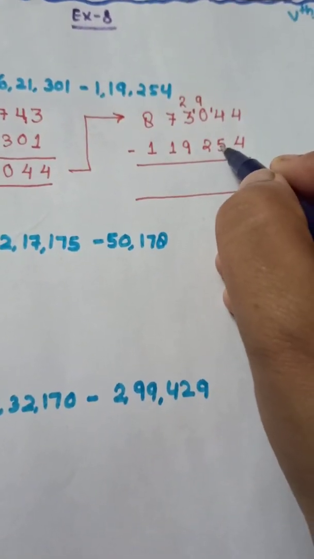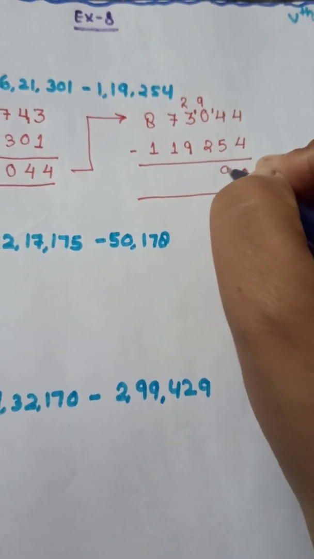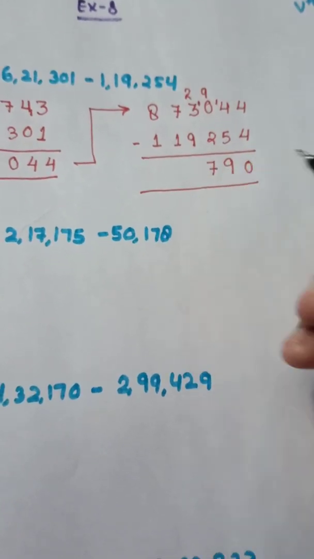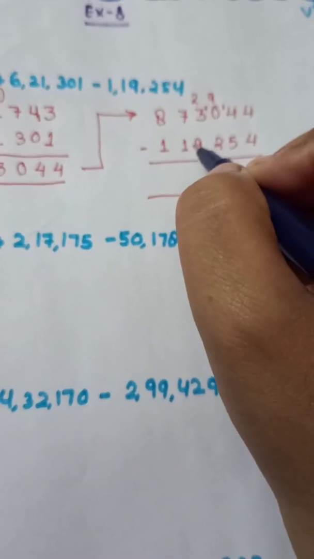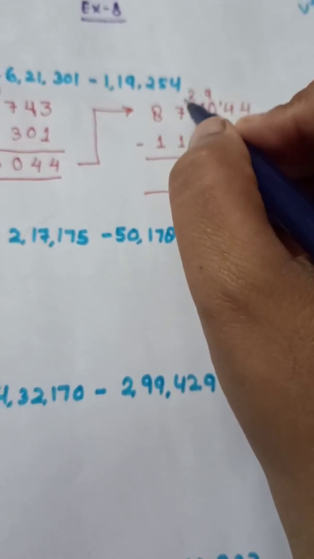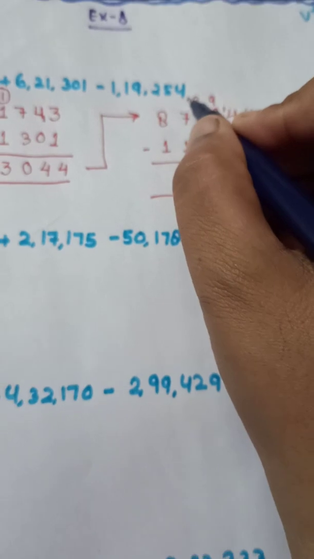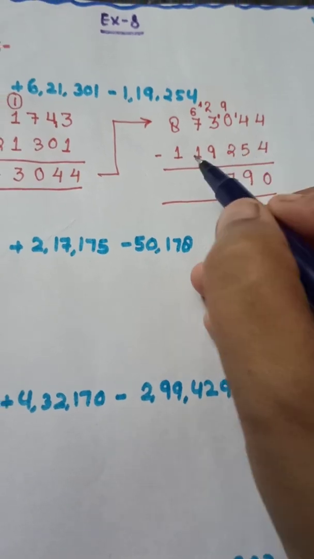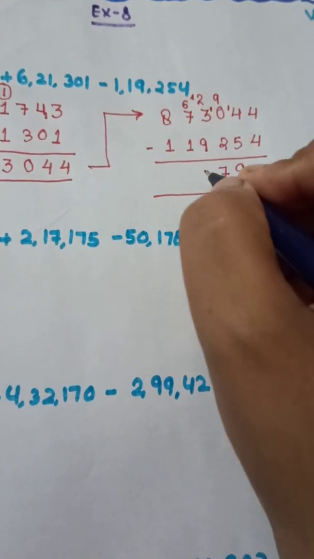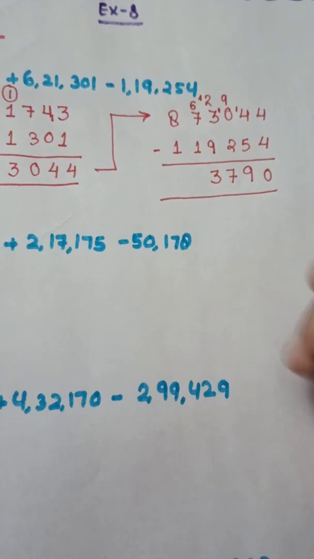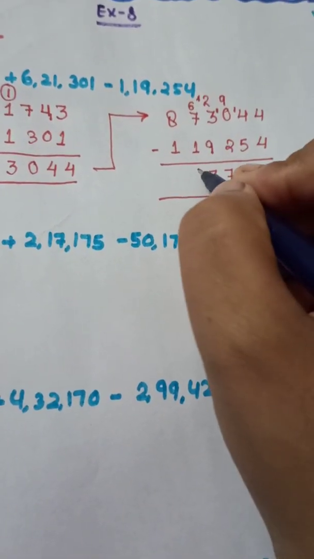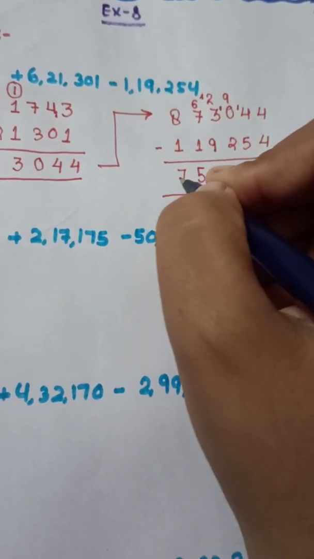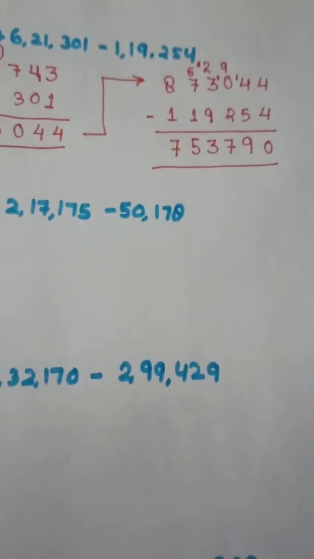Now 5 subtracted from 14 will give us 9. 2 subtracted from 9 will give us 7. Now can I subtract 9 from 2? No. So again it will take one borrow from here. It will become 12 and it will be left with 6. Now 9 subtracted from 12 will give us 3. Then 1 subtracted from 6 will give us 5. And 1 subtracted from 8 will give us 7. Is it clear to you all?